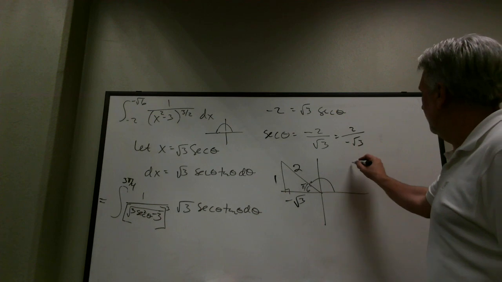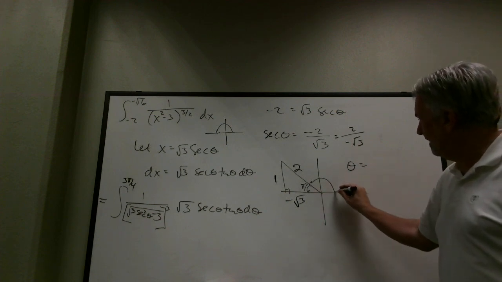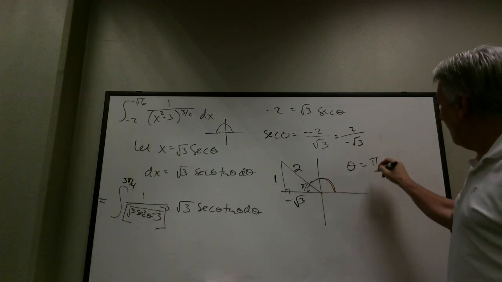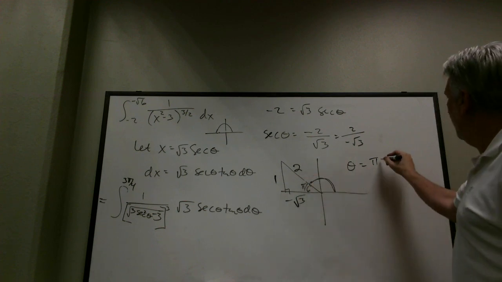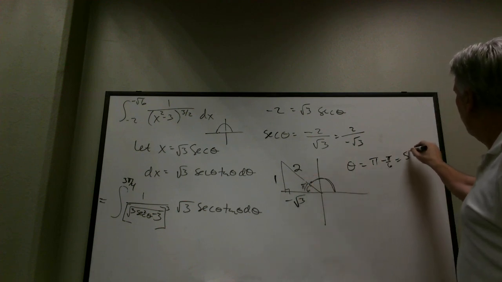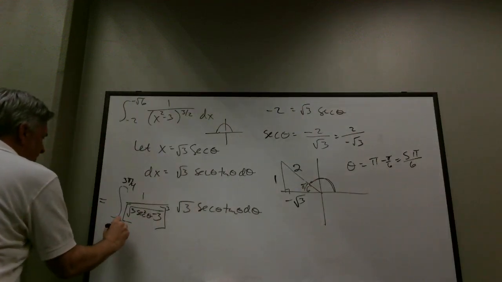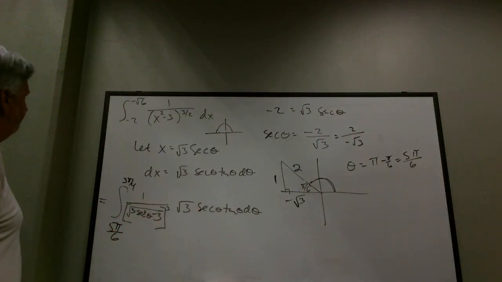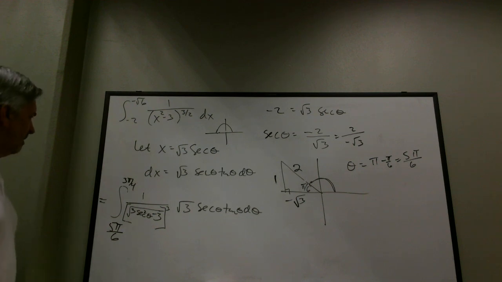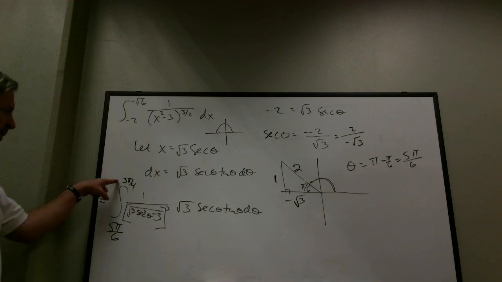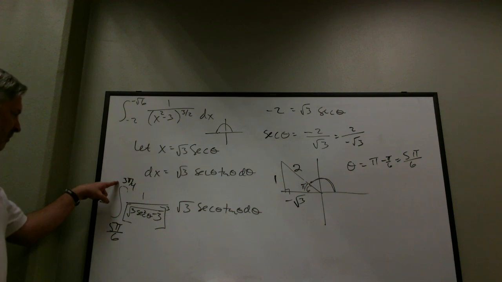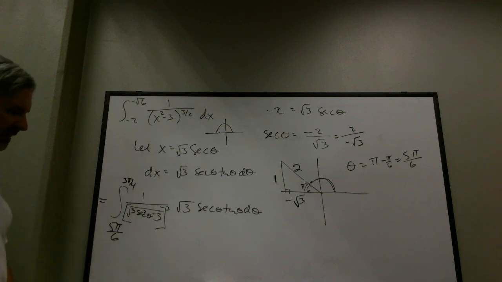Okay, but that's not theta. That's the reference angle. So theta is the angle from here to here. So it's pi all the way to here minus pi over 6, which is 5 pi over 6. So that's the lower limit here, 5 pi over 6. Notice 5 pi over 6 is larger than 3 pi over 4. So if that bothers you, remember you can switch the endpoints and put a negative sign out front, but I'm just going to leave it.